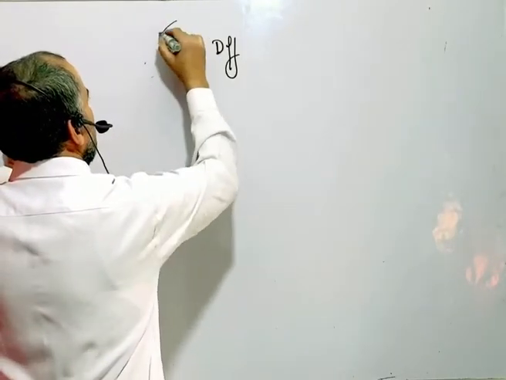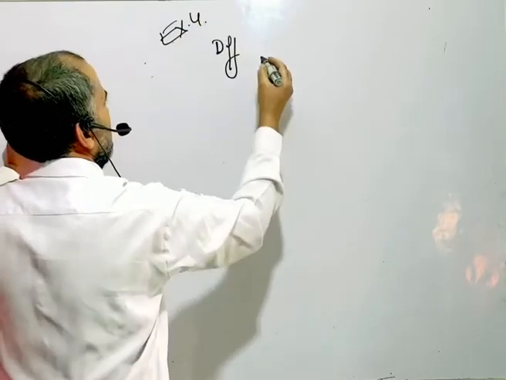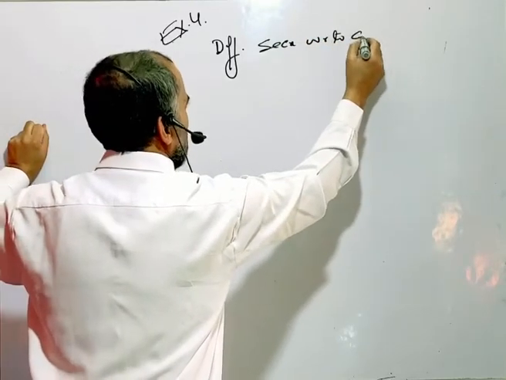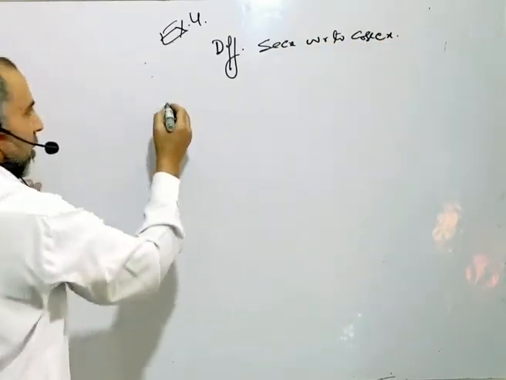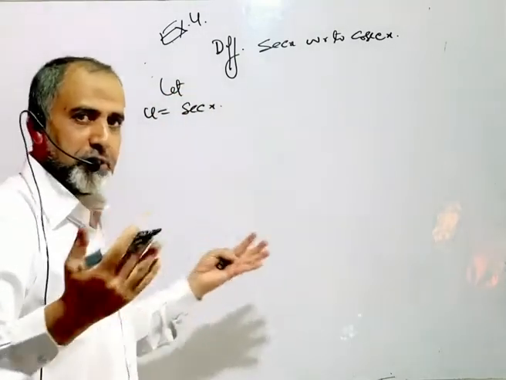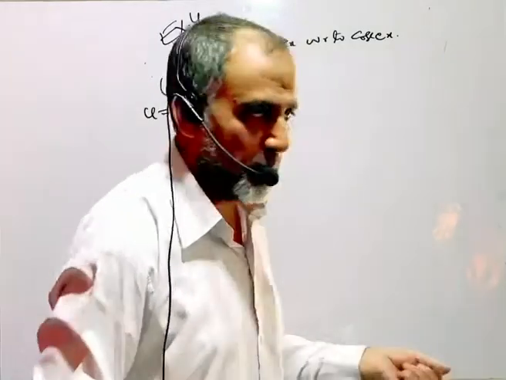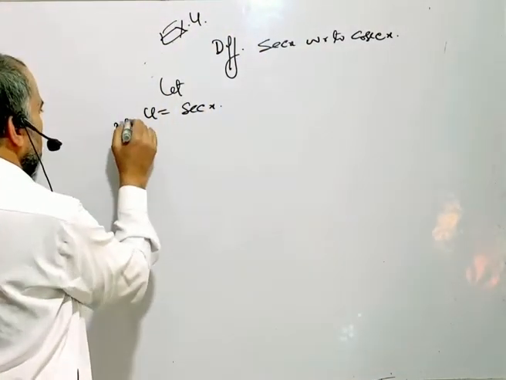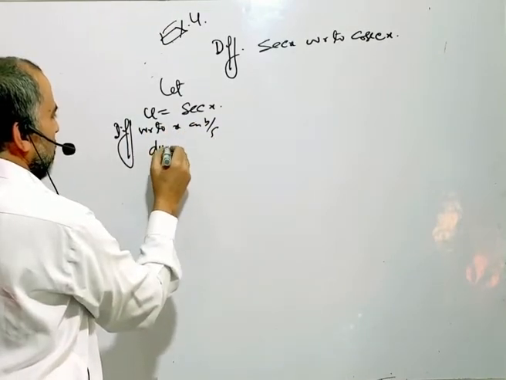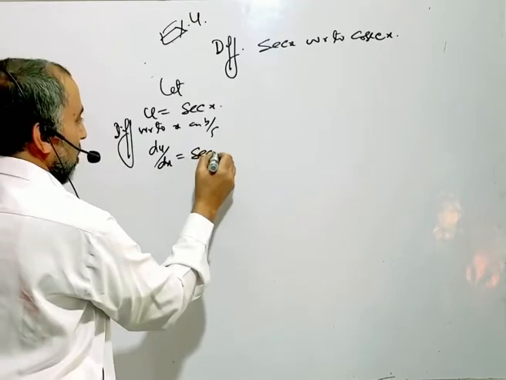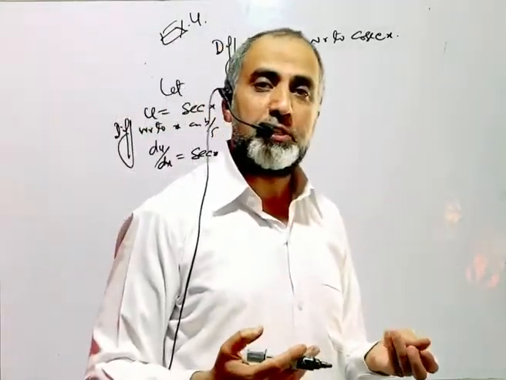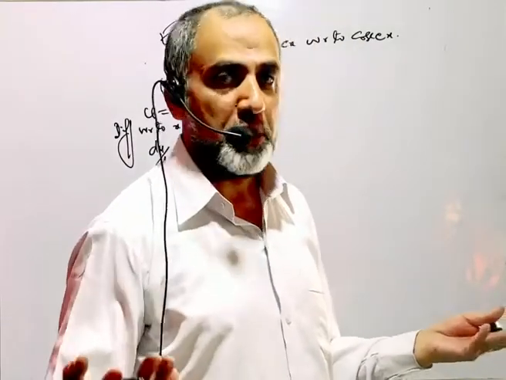Differentiate, this is example 4. Differentiate secant of x with respect to cosecant of x. Okay, क्या करेंगे? As usual, let u is equal to secant of x. We'll differentiate it with respect to x on both sides. We get du by dx. Secant x का derivative, sec x into tangent of x. You have to remember these results, that is the derivatives of circular functions, by heart.